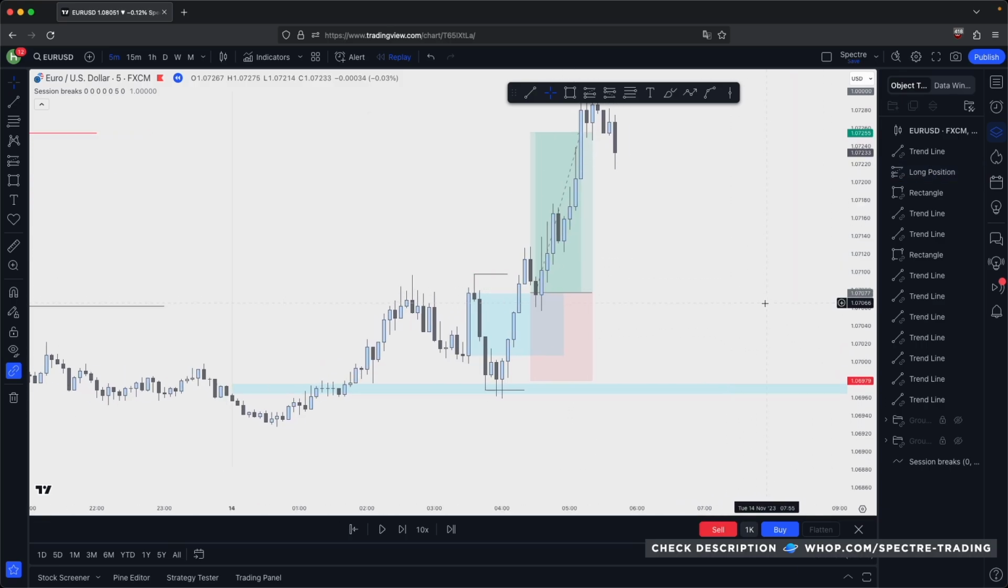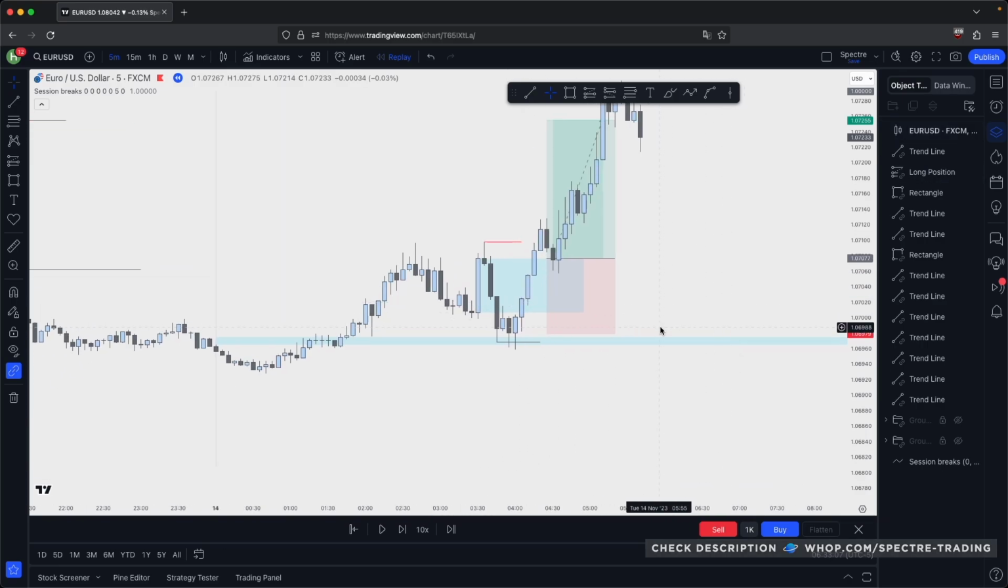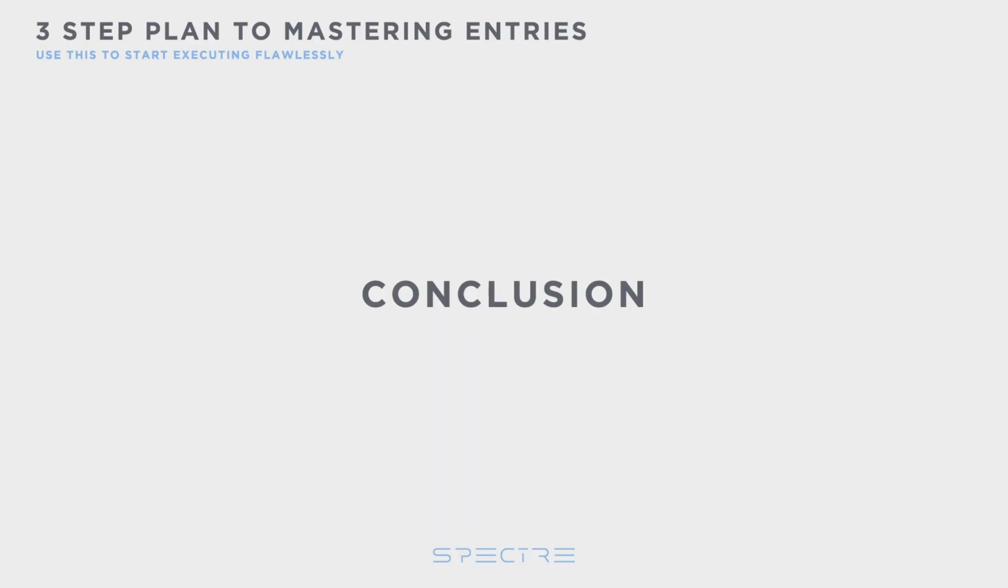That is your 3-step entry: liquidity sweep, change in state of delivery with displacement, and then a PD array that you would enter off of. Simple. That concludes this video. Remember, your PD arrays can be any array of your choice. This is dependent on you.